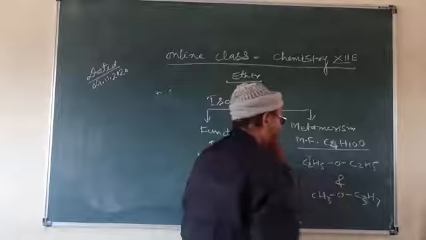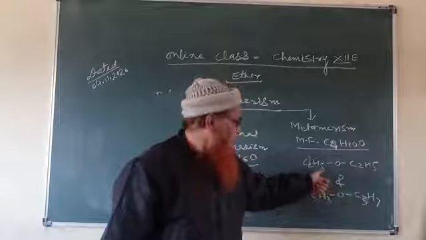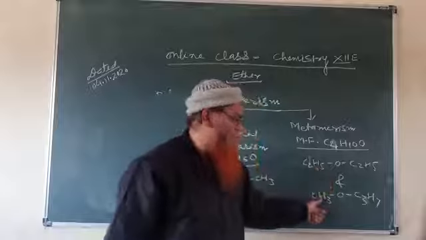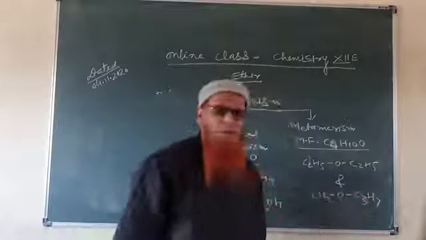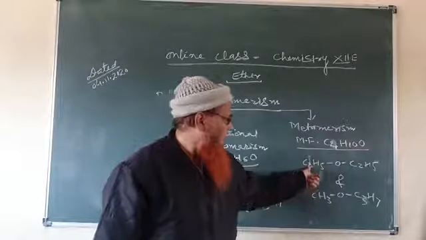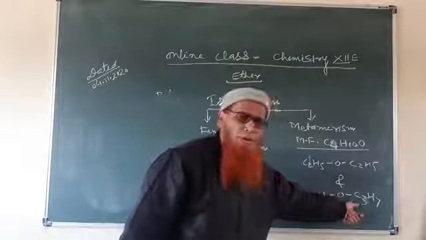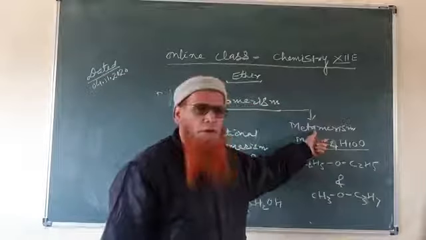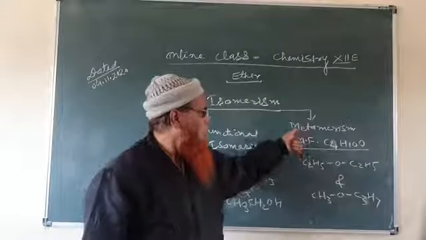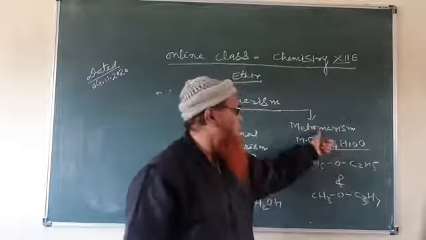C4H10O, right? The formula C4H10O gives two isomers. First is known as diethyl ether, and the other is known as methyl propyl ether. If you see, here ethyl and ethyl are present, but here methyl and propyl are present. So it is metamerism because here there is a difference in the alkyl groups. So two isomers are formed due to the difference in alkyl groups. So it is known as metamerism.